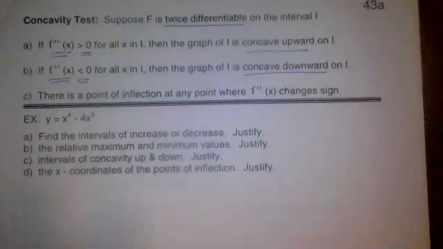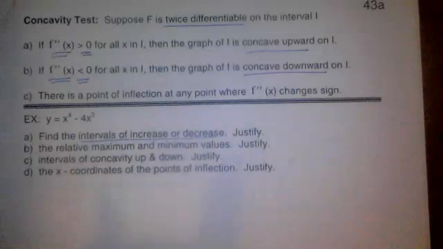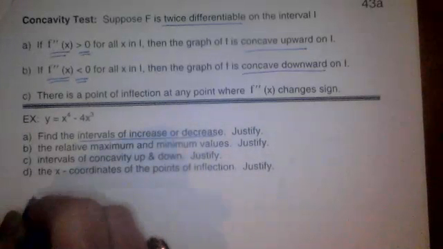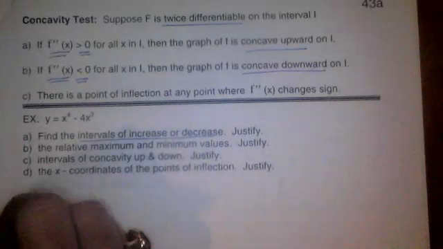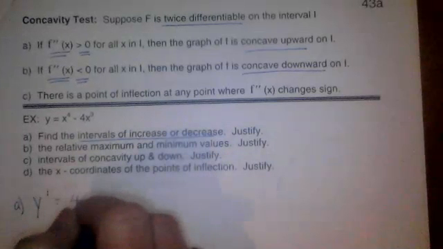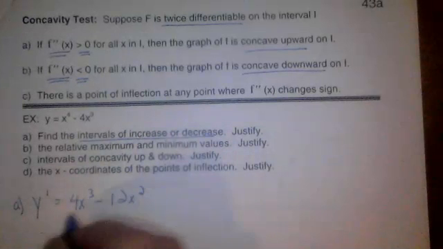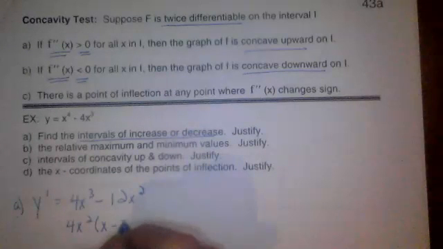So we're going to do all of those things that we've already talked about. First of all, we're going to find our intervals of increase and decrease, which require the first derivative. So for part A, I need my first derivative. So I have 4x cubed minus 12x squared. I'm going to set that equal to 0, so I need to factor it out. I'm going to factor out a 4x squared. It leaves me with x minus 3. So x is 0 and x is 3.